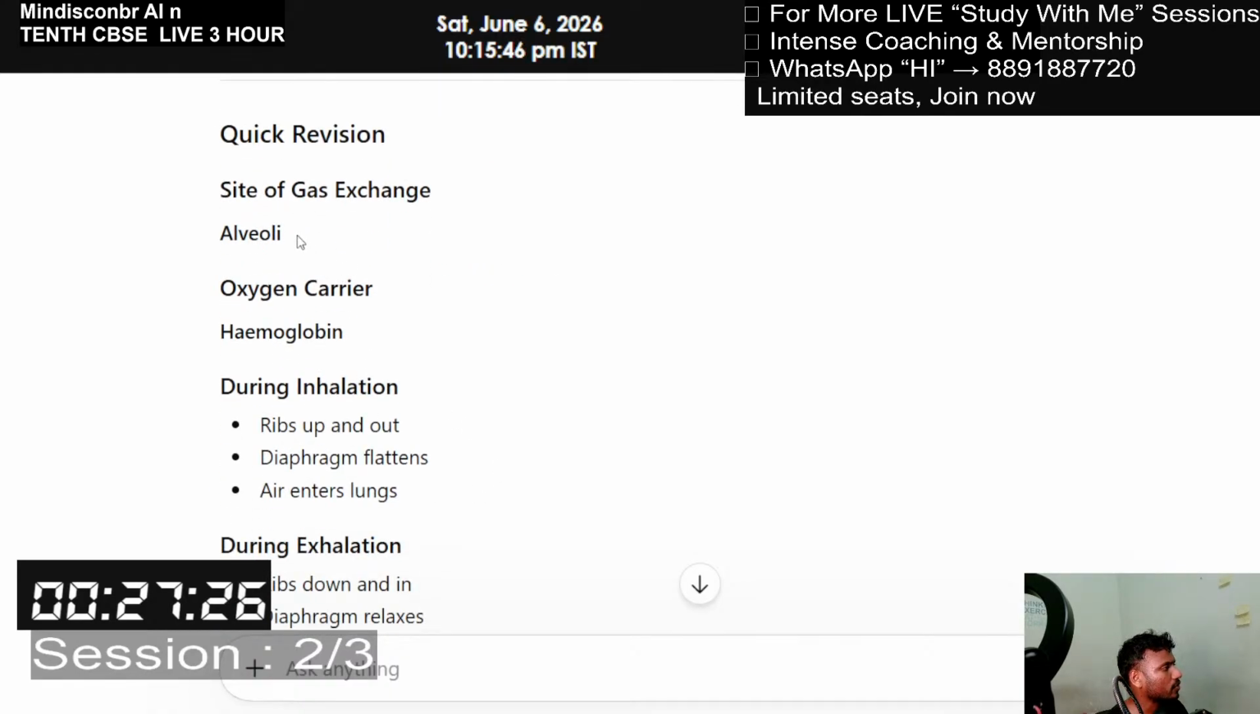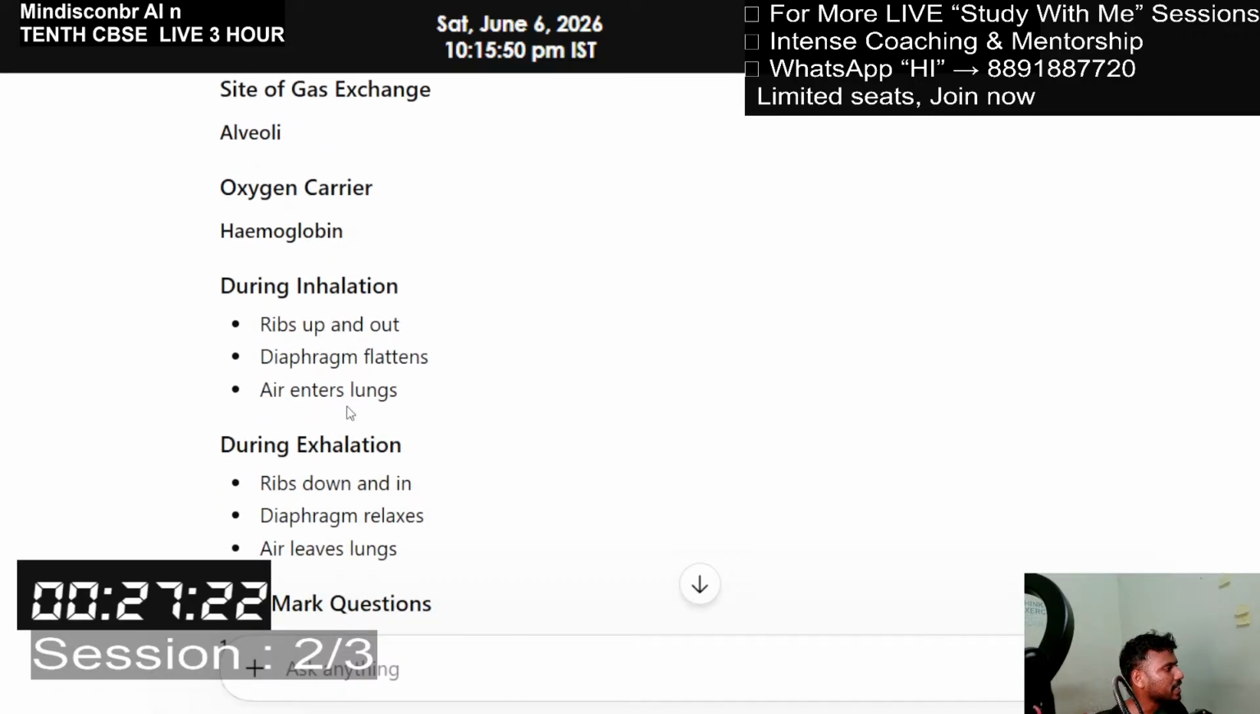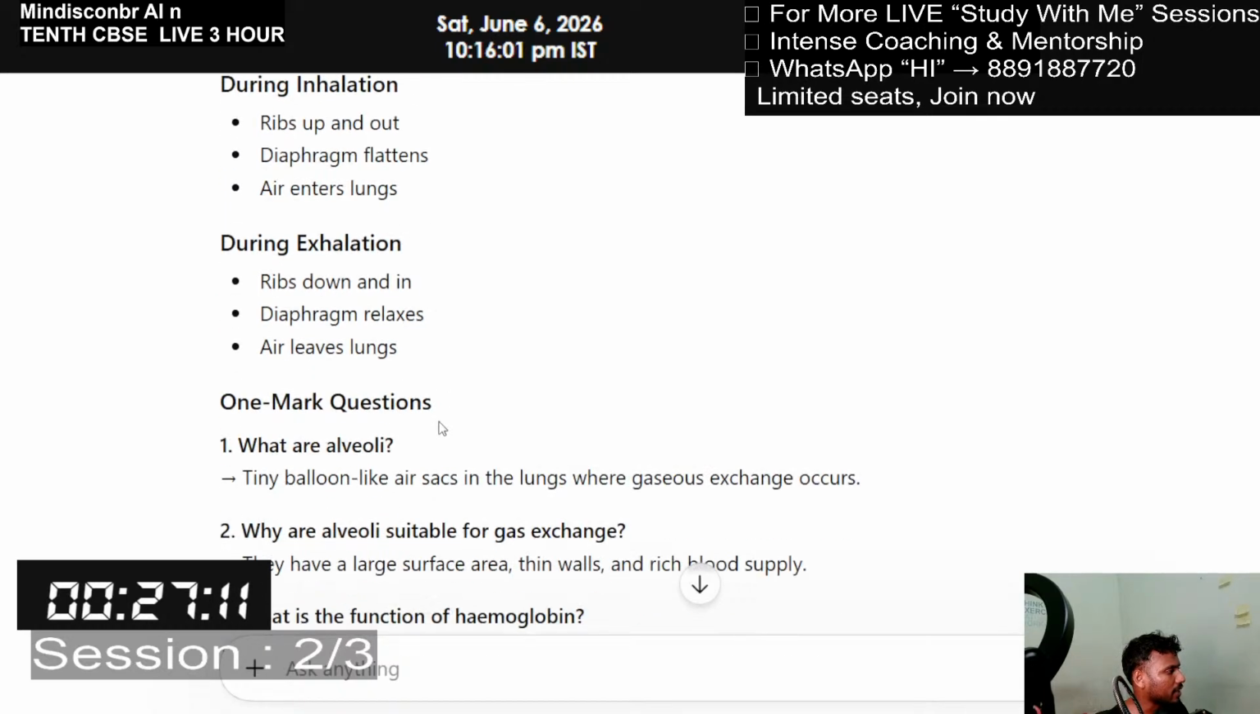Quick revision. The site of gas exchange is the alveoli. Oxygen is carried by hemoglobin. During inhalation, ribs move up and out, the diaphragm flattens, and air enters the lungs. During exhalation, ribs move down and in, the diaphragm relaxes, and air leaves the lungs.